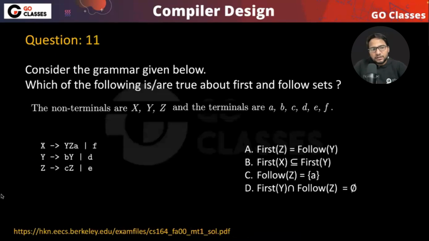Now let's just see this. What they're saying: consider the grammar given below. Which of the following is or are true about first and follow sets? The non-terminals are X, Y, Z, and the terminals are A, B, C, D, E, F. So this grammar is given to us. Now tell me, is the first of Z same as the follow of Y? First of Z will be what? First of Z will be C and E, right? This is first of Z.